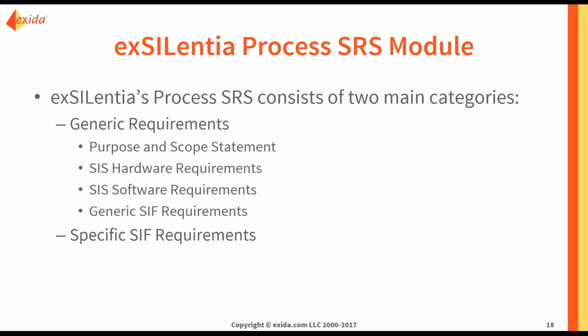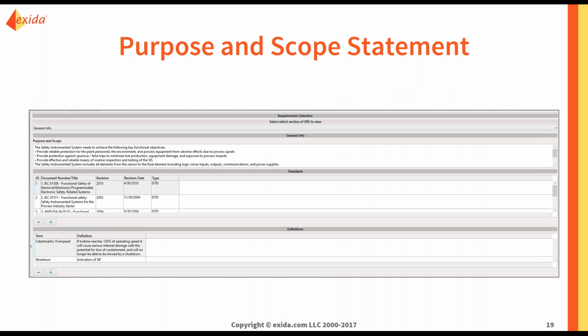The SRS in exSILentia has two main categories, generic requirements and specific SIF requirements. The generic requirements include your purpose and scope, your hardware requirements for the SIS, software requirements for the entire SIS, and then generic SIF requirements. So even though each SIF is different, there may be certain requirements that are blanket over the whole safety instrumented system. For instance, if you want your proof test intervals to be standard across the board, that would be your generic SIF requirements. And I'm going to go through some screenshots to show exactly how we input all of the information for these requirements.